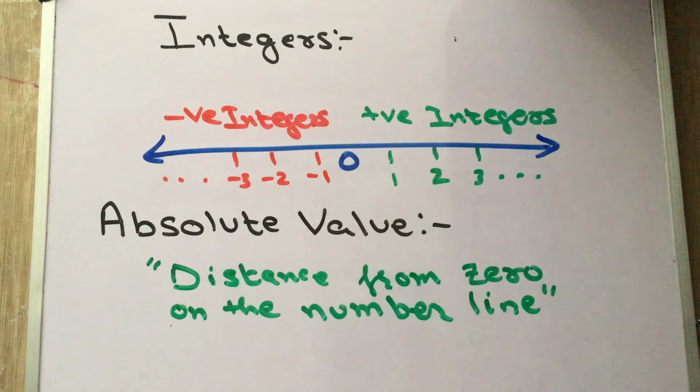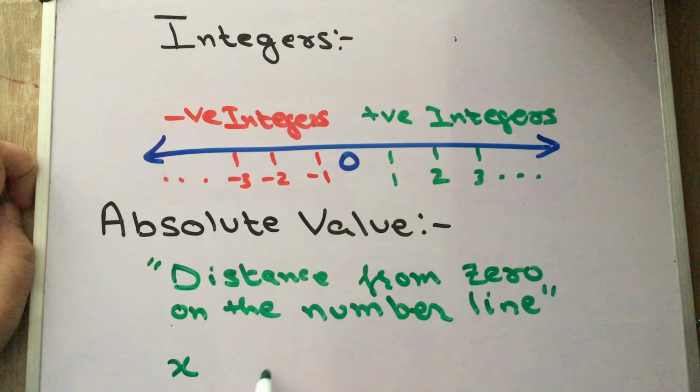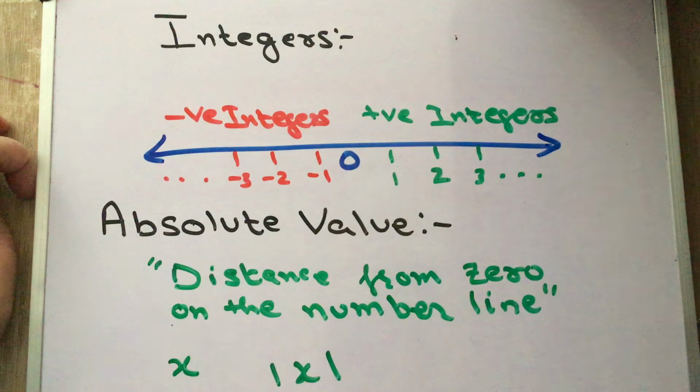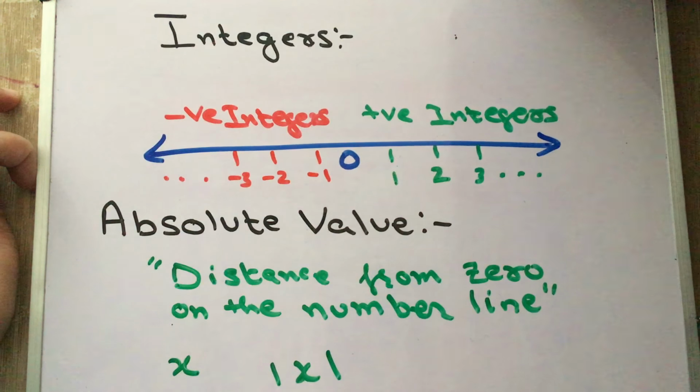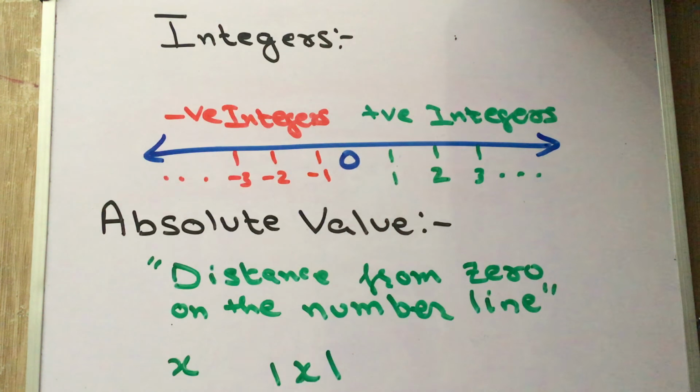Okay, now let's have a look at the absolute value of the integer. The absolute value of an integer is the distance from the 0 on the number line. The absolute value of the integer is always positive, and we write the absolute value of, for example, integer x as mod of x. For example, if we have to take the absolute value of -2, we will write it as mod of -2, which will be equivalent to 2 because the absolute value is always positive.